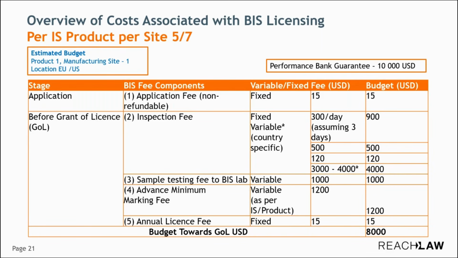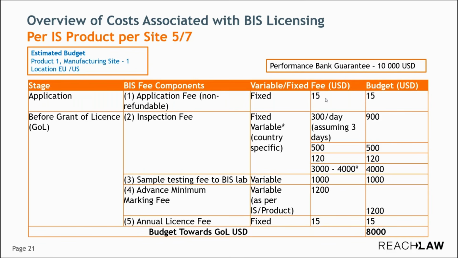Then understanding the example of how much it will cost you if you, let's say, have one product for which you require an ISI mark. It's a mandatory requirement, and you have one manufacturing site. The site could be either in Europe or in the US. So understanding from the previous slide, you have an application fee, then you have before grant of license inspection fee, sample testing fee, advanced marking fee, and annual license fee.